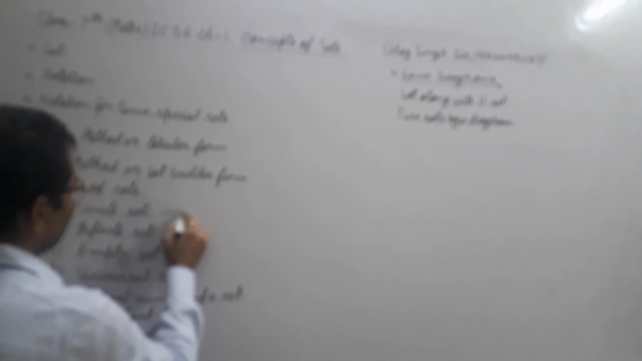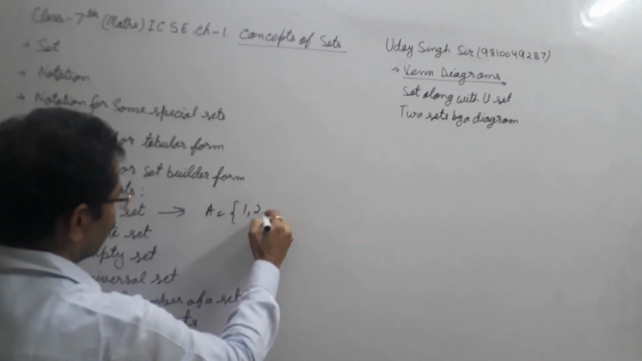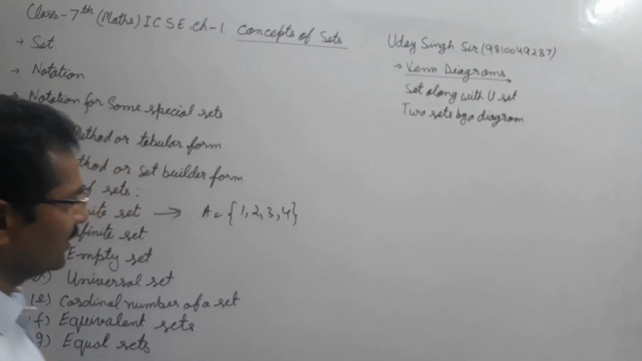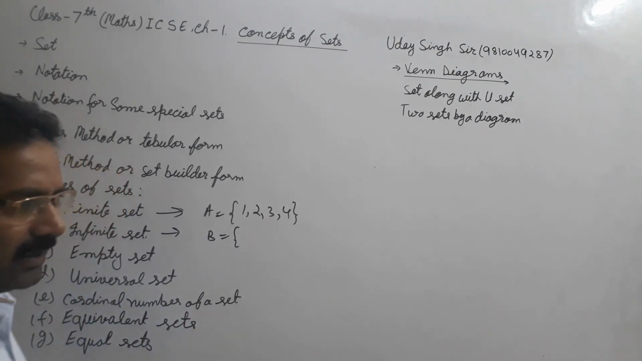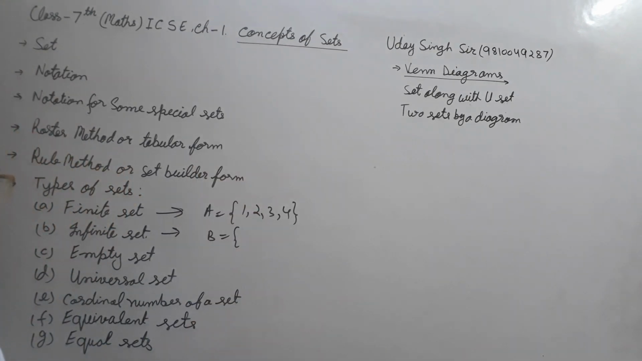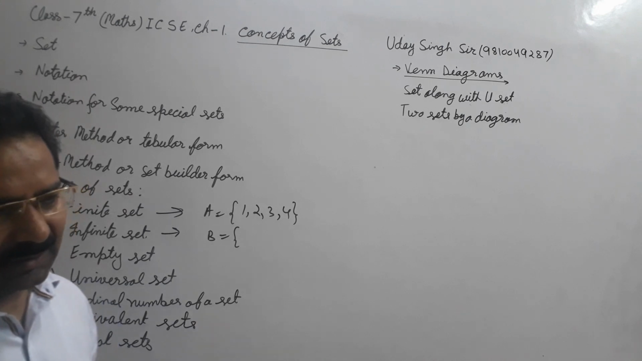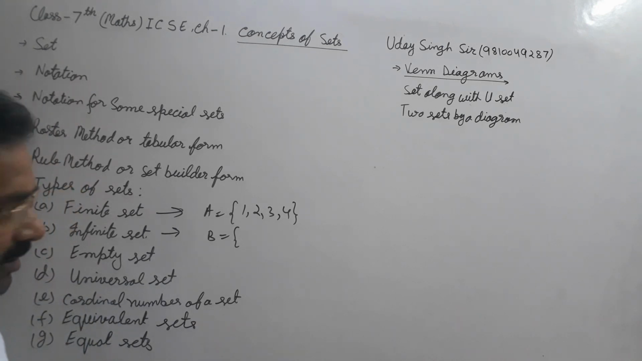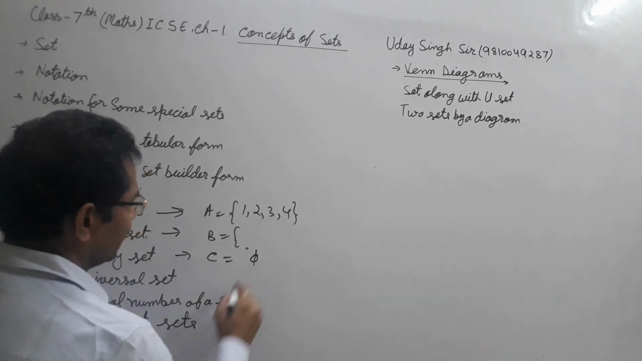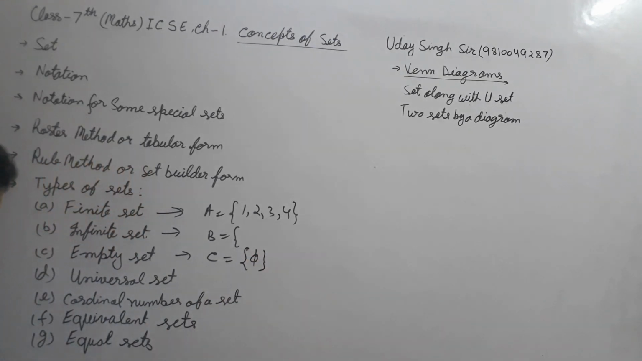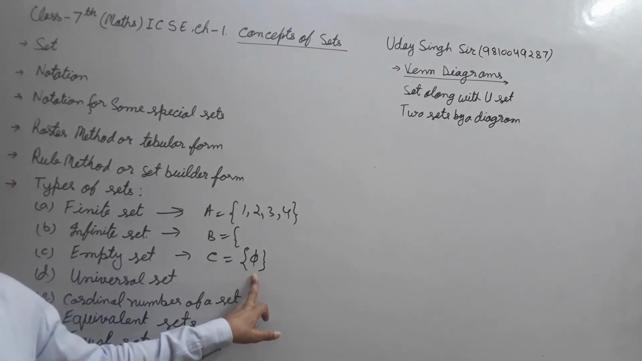The empty set has no element and is denoted by φ. As an example of a finite set A, you can write 1, 2, 3 and 4 as the 4 elements of this set. But an infinite set is B, where you write the natural numbers, with no limit. Okay? If you write the best player of cricket, there is no definite criteria for the selection of the best cricketer. And this empty set, represented as C, has no element and is represented by φ. φ means empty set, meaning you have no elements.